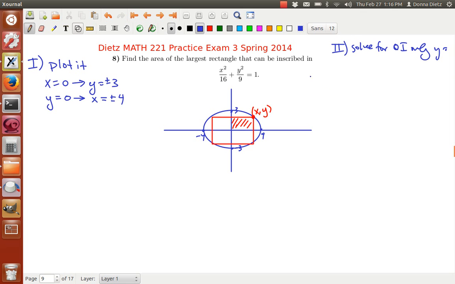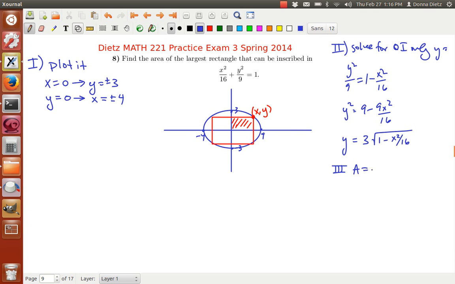Okay, so y squared over 9 equals 1 minus x squared over 16. y squared is 9 minus 9x squared over 16. Well, I'm going to take the 3 out anyway. Okay, great. Now, what's the area?